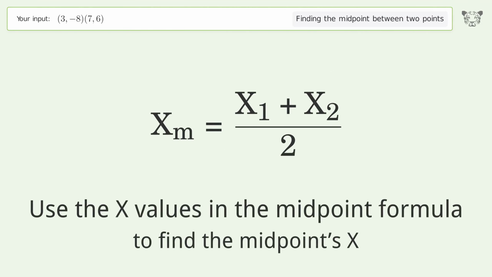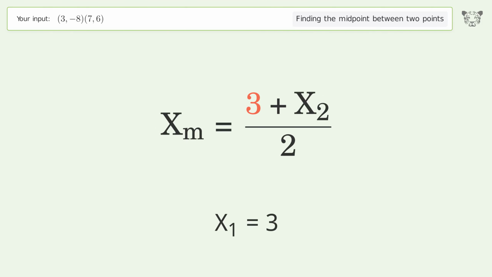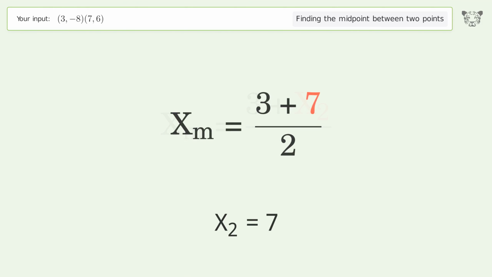Use the x values in the midpoint formula to find the midpoints x. x1 equals 3. x2 equals 7. Simplify the arithmetic.